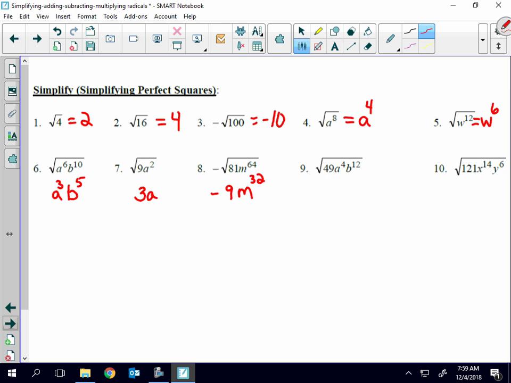Okay, positive root here, we want the 7, a squared, b to the 6th power. And then the last one here is going to be 11, x to the 7th power, y to the third power. And whenever you can, please pause the video and see if you can do them on your own and then let it play so that you can see if you can do these on your own.